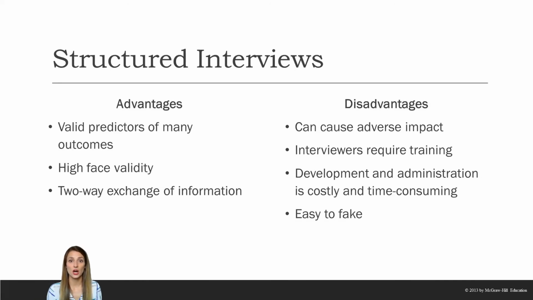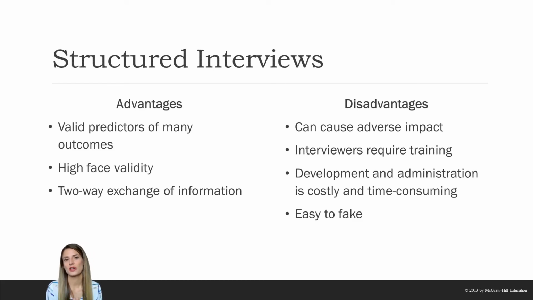Structured interviews are valid predictors of many outcomes. They have high face validity, mostly because so many applicants expect them. They expect an interview to be part of the process. They allow applicants to share information about themselves with the employer, but they also allow the employer to share information about the job, the culture, the company's history with applicants. Two-way exchange of information as opposed to one-way with all of the other tests we've talked about so far.